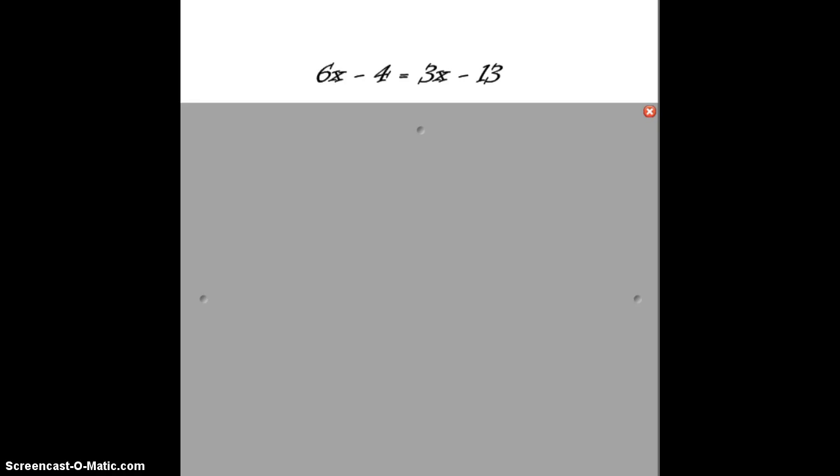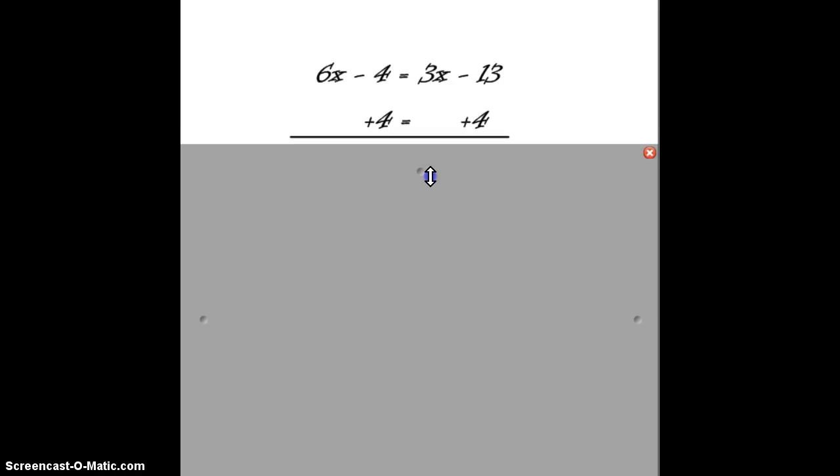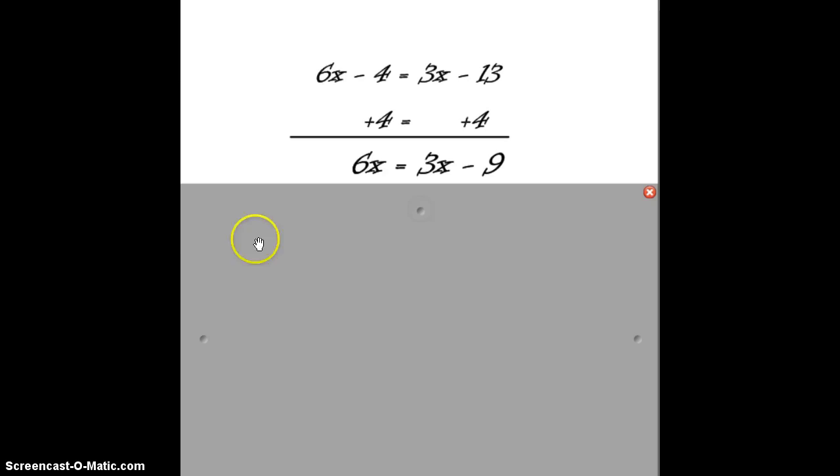Here we have 6x minus 4 is equal to 3x minus 13. I want to move these 3x's from the right to the left-hand side. Or actually, I could start with my negative 4. I want to move the negative 4 on the left to the right side, so I simply add 4 to both sides. I'm left with 6x is equal to 3x minus 9.